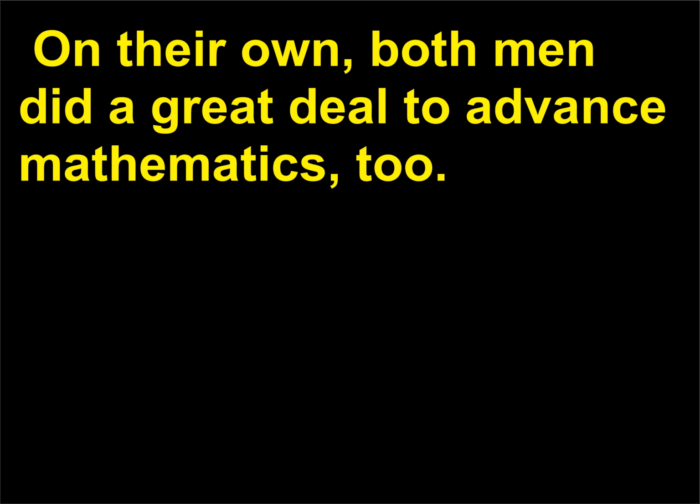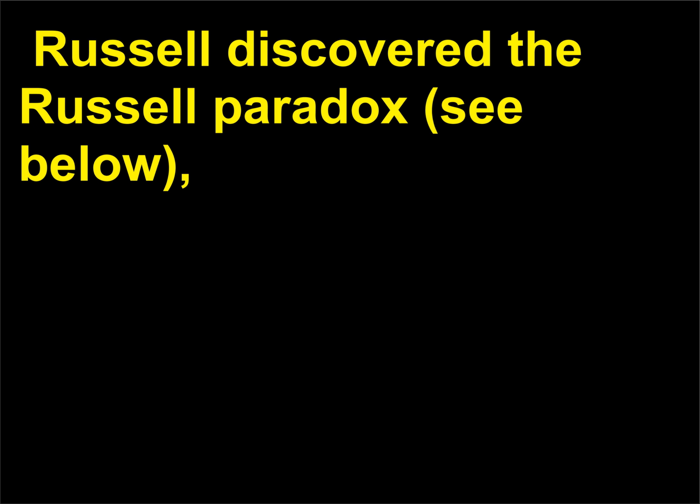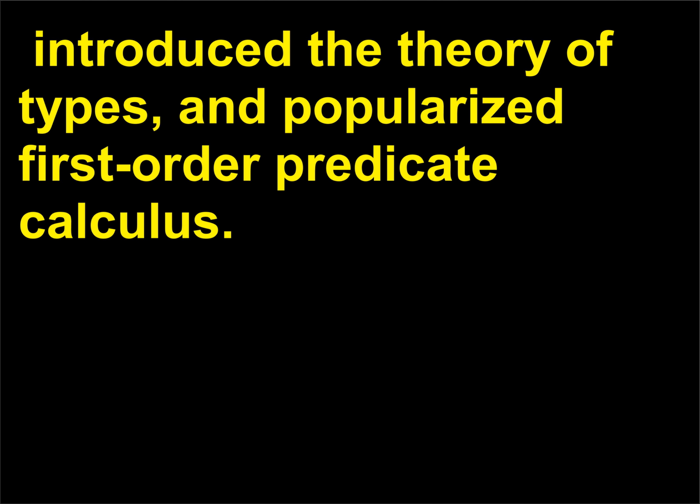On their own, both men did a great deal to advance mathematics, too. Russell discovered the Russell paradox, see below, introduced the theory of types, and popularized first-order predicate calculus.